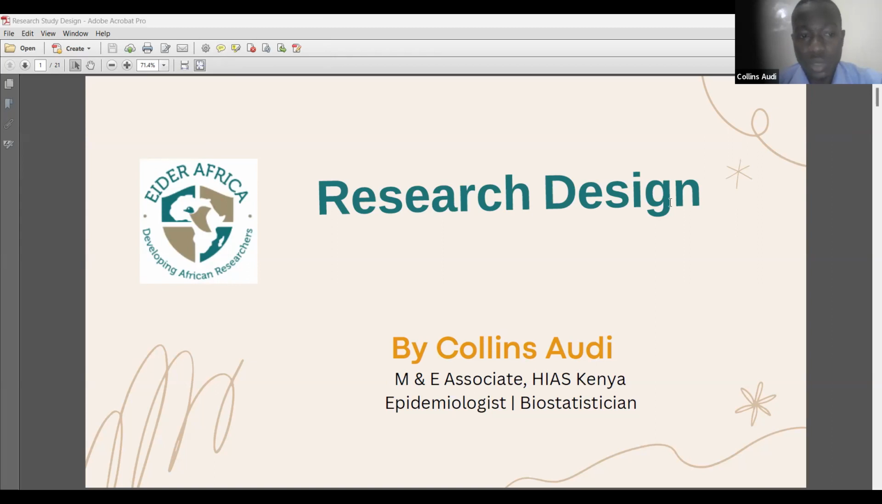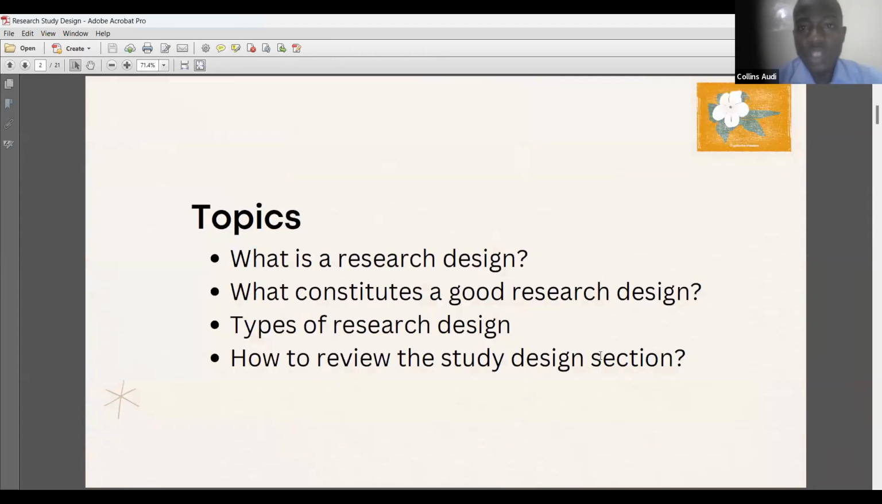So I'm going to take us through the research design. The topics we are going to cover: what is a research design, what constitutes a good research design, and what are the various types of research design, because we need to look at the various types so that you are able to choose the correct design to adequately answer your research questions. And we are also going to look at how to review the research design section.